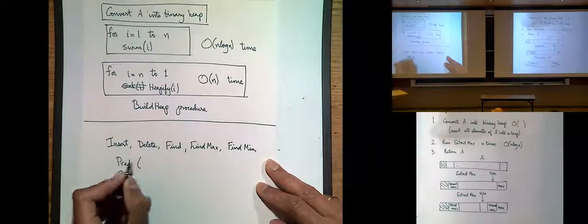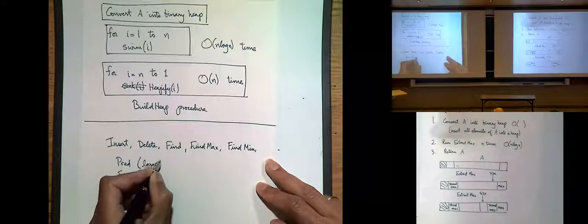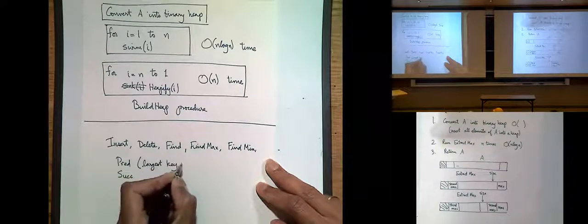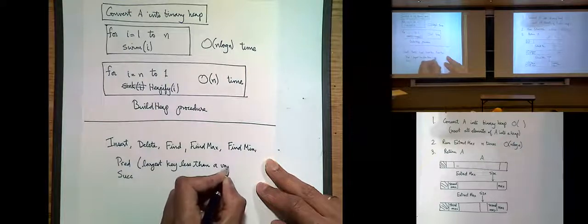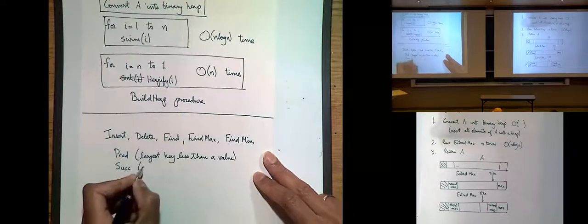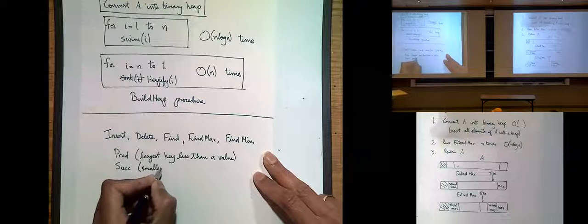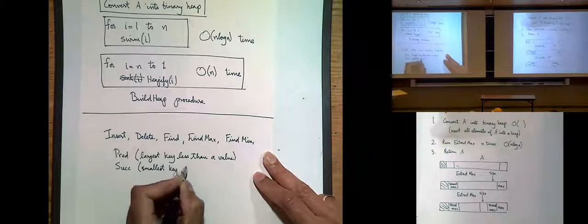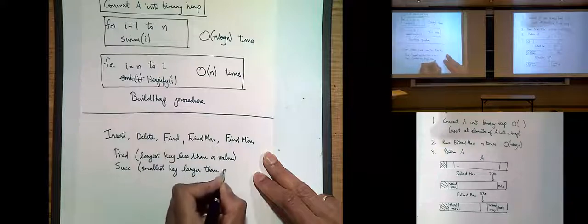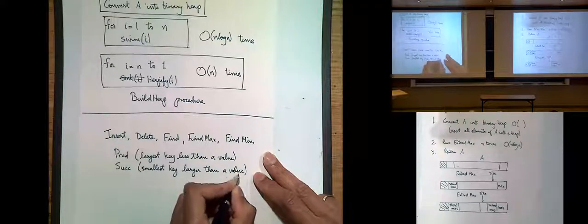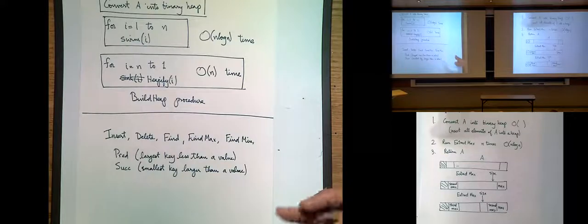Predecessor is the largest key less than a value, and the successor is the smallest key larger than a value. So you have all of these. This covers basically all the operations that you would like.